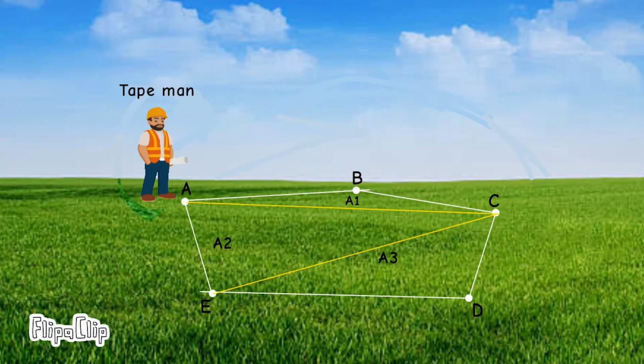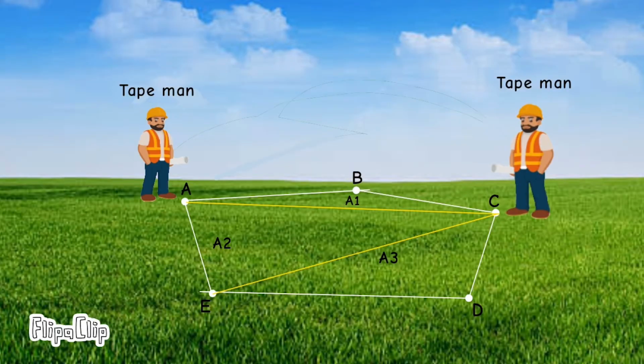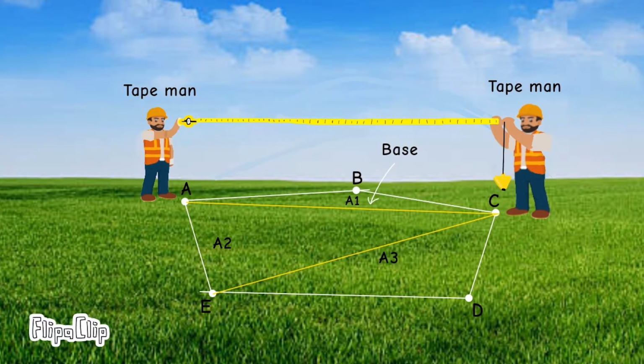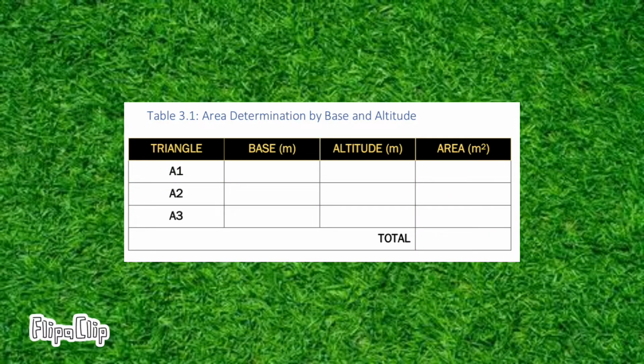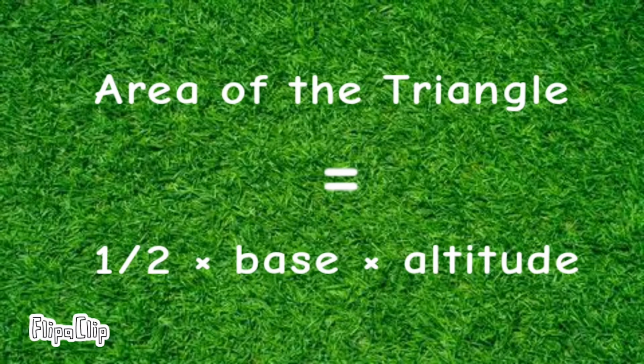Any side of the first triangle will be measured using tape and designated as the base of the triangle. In this fieldwork, side AC was chosen as the base of the triangle. Measure the length of the altitude of the first triangle and note that the altitude of the triangle is perpendicular to the base. Record the length of the base and altitude on table 3.1, area determination by base and altitude. To get the area of the triangle, divide the product of the base and altitude by 2.